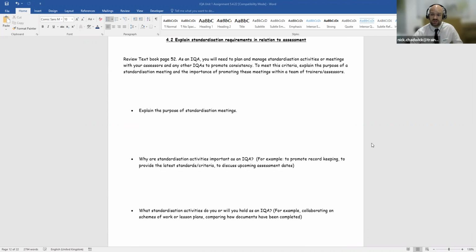Moving on to criteria 4.2, explain standardization requirements in relation to assessments. We would like for you to explain very much the purpose of a standardization meeting. So have a look at textbook page 52. And just remember, as an IQA, you need to plan and manage standardization activities or meetings with your assessors and any other IQAs to promote consistency.